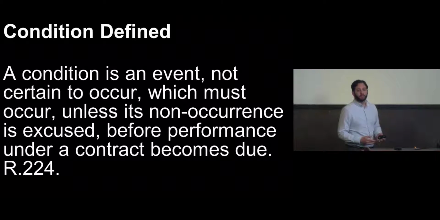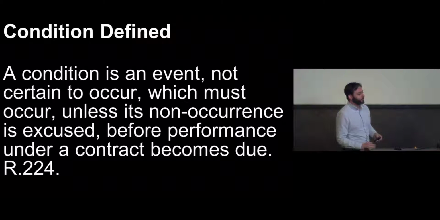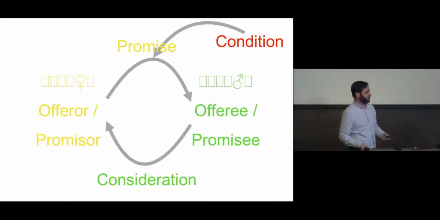The restatement defines it in 224. A condition is an event not certain to occur, which must occur, unless its non-performance is excused, before performance under a contract becomes due. Note that we're already talking about performance, and so this is a concept that goes very neatly into our next conversation about contract performance, whether contracts were performed or whether they were breached. And again, a little handy-dandy chart.